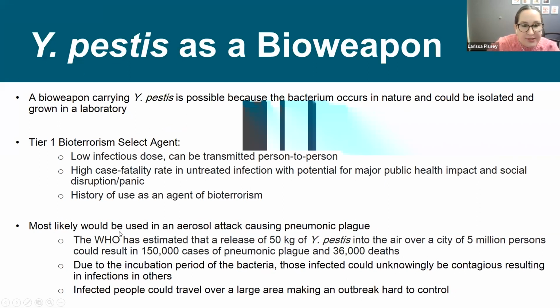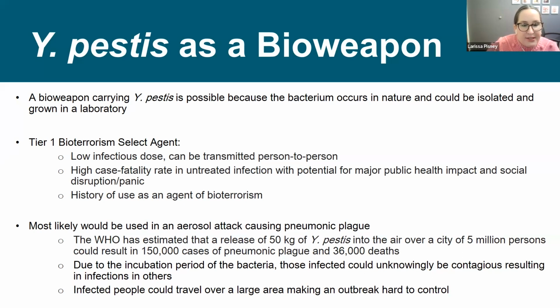So Yersinia pestis as a bioweapon is possible because the bacteria occurs in nature and could be isolated and grown in the laboratory. It is important to note that manufacturing an effective weapon using Yersinia pestis would require advanced knowledge and technology. It is a tier 1 bioterrorism select agent. This category includes other agents like anthrax and smallpox.